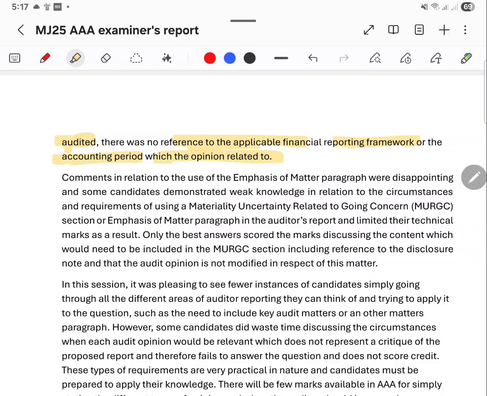Comments in relation to the use of the emphasis of matter paragraph were disappointing, and some candidates demonstrated weak knowledge in relation to the circumstances and requirements of using the material uncertainty related to going concern (MURGC) section or emphasis of matter paragraph. Auditor's report limited their technical marks as a result. Only the best answers scored the marks, discussing the content which would need to be included in the MURGC section, including reference to the disclosure note, and that the audit opinion is not modified in respect of this matter.